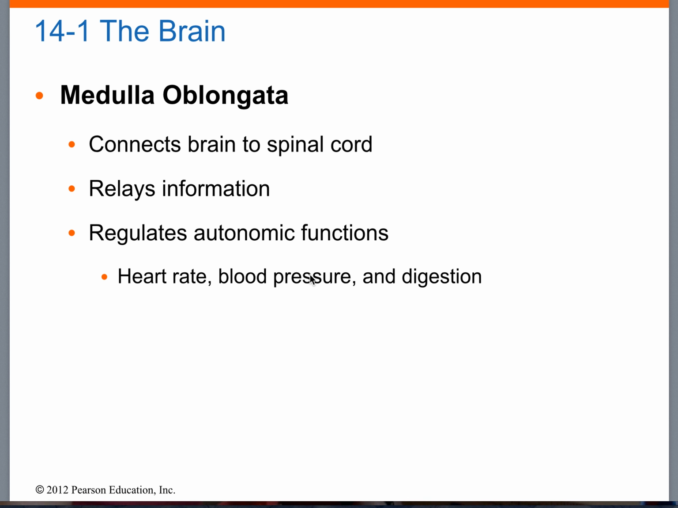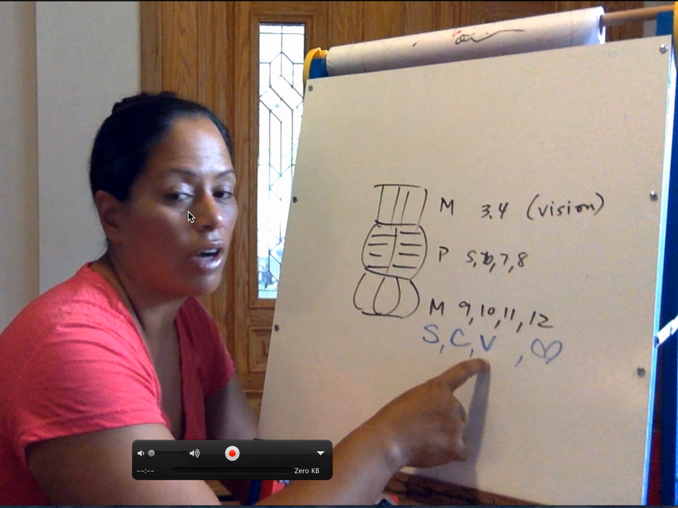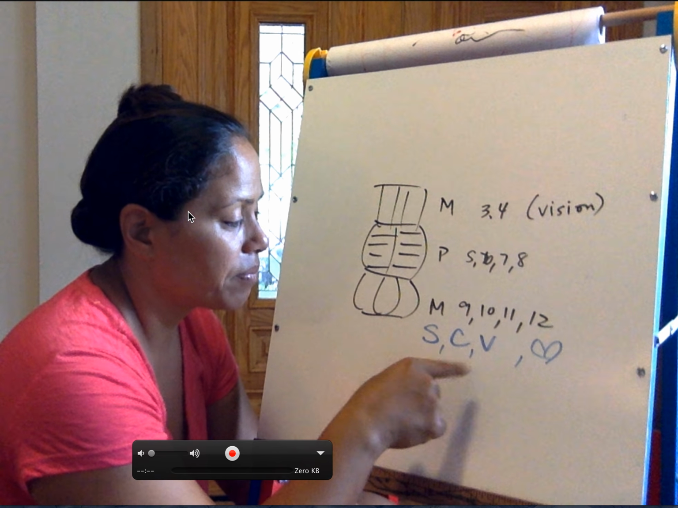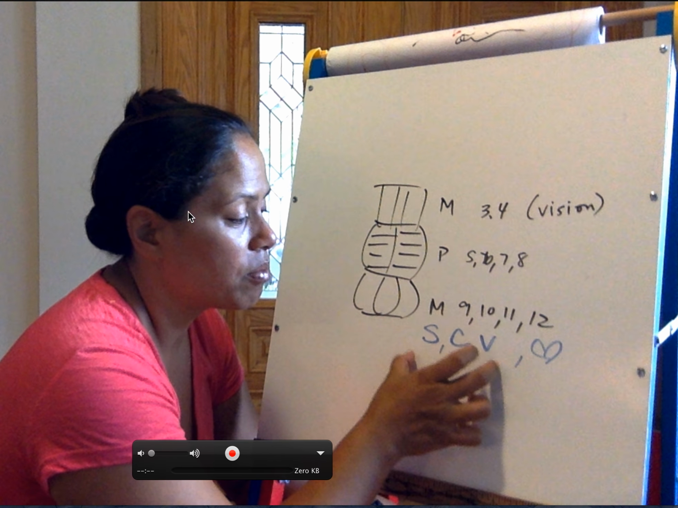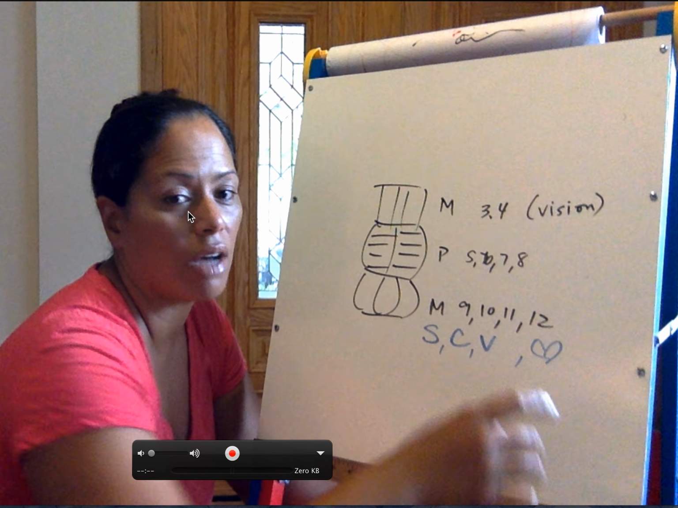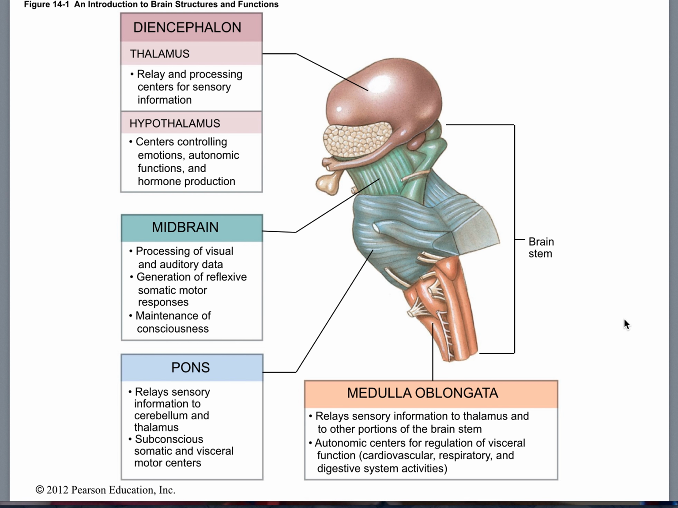Heart rate, right? I said cardiovascular centers, digestion, and then of course I wanted you guys to remember swallow, cough, and vomit. If you look more specifically in other textbooks, it'll cover more things that are associated with this, and then obviously your cardiovascular center. So you guys can go through this.